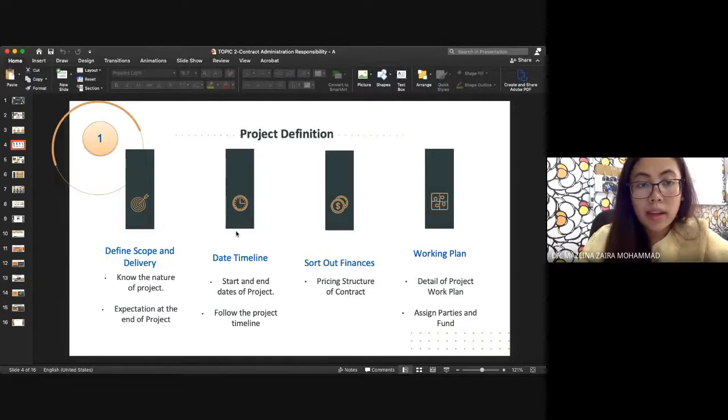So that's why I ask you to understand really what contract administration is about. For project definition, the contract administrator must know these things. They have to define the scope and delivery. The scope means what work they have to get done, and then how they want to deliver.